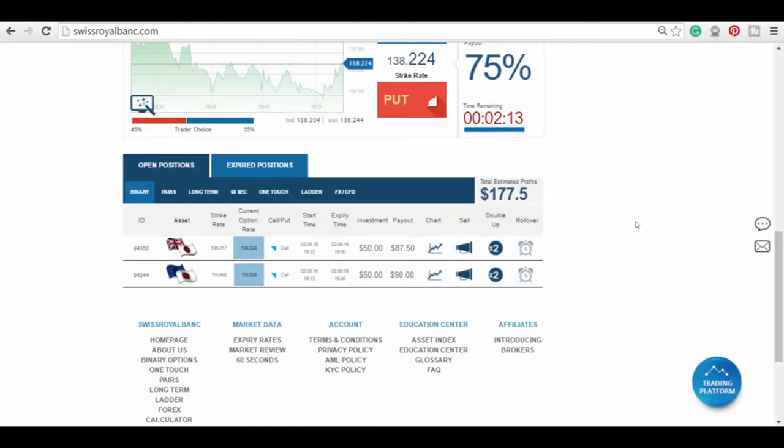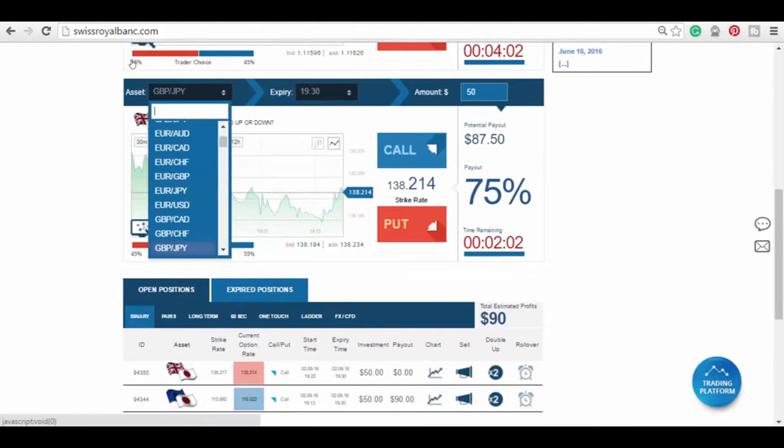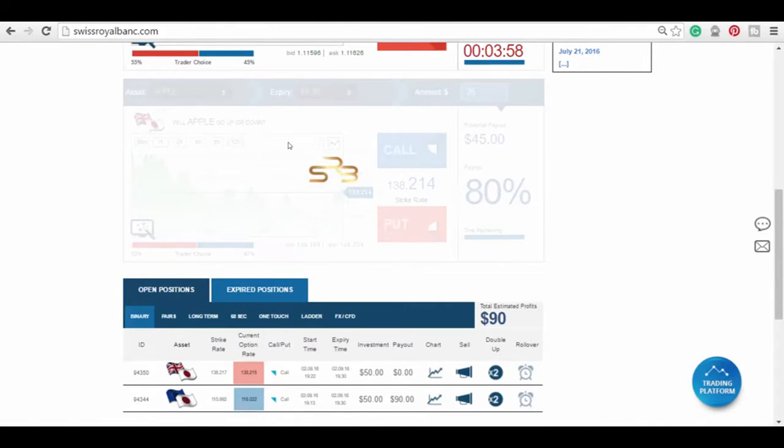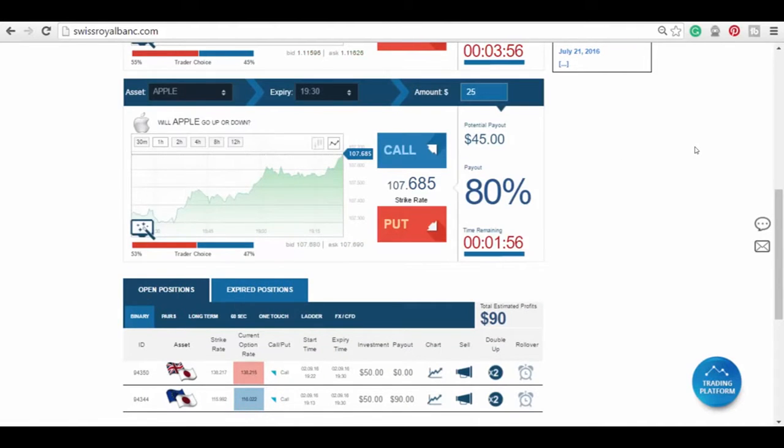Euro JPY is doing really good. It's a little bit deeper in the money. And the next one was Apple and Facebook. Both of them were call signals. Let's see how it's doing. It's already trending so up high, and we don't want to do a call when it is trending so up high already. I'm probably going to skip Apple.